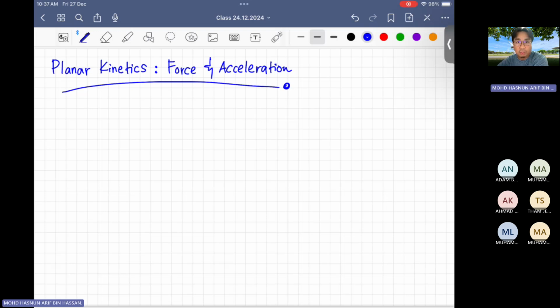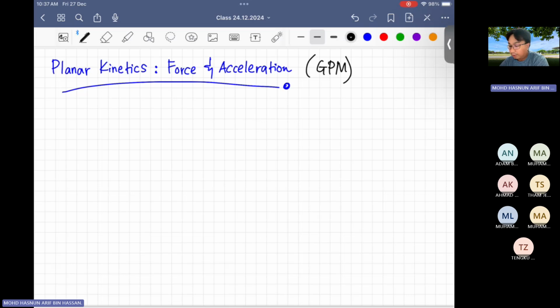So we will continue our class, which we are currently in chapter 2, the final subtopic of chapter 2, which is planar kinetics, force and acceleration, and the last subtopic is the general plane motion. So I have one more example that I would like to share with you today regarding the general plane motion in this chapter before we go into the third chapter of dynamics.